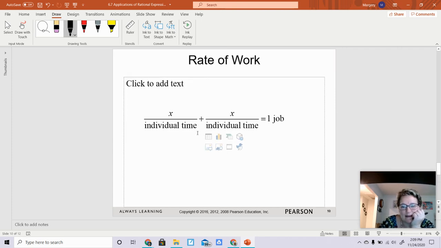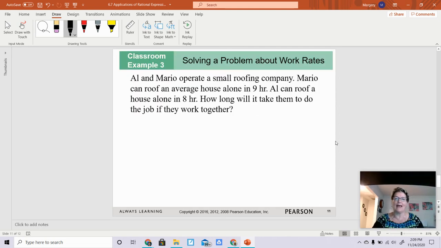This is my formula. It's the time over how much time it took the individual to do the work. So here's my problem. Al and Mario operate a small roofing company. Mario can roof an average house alone in 9 hours.